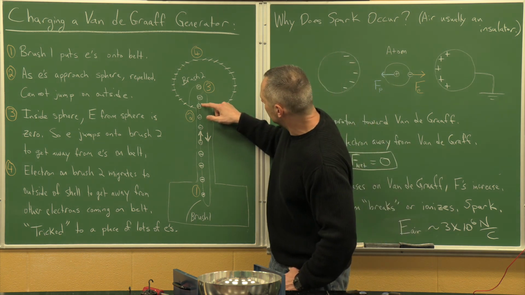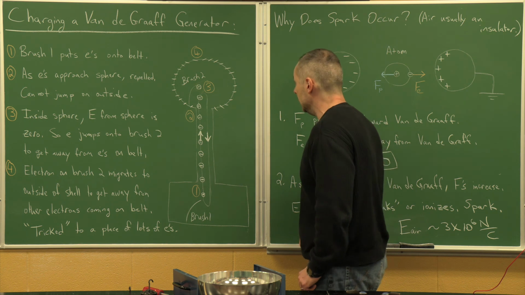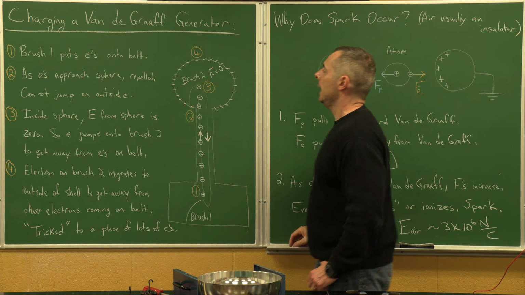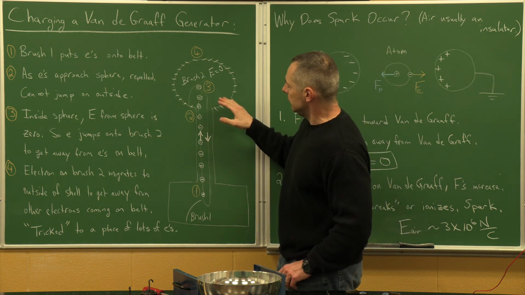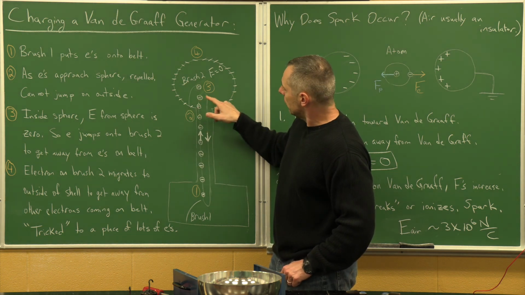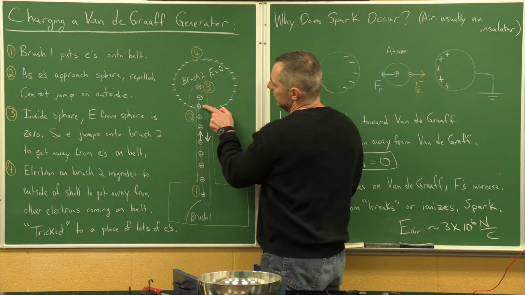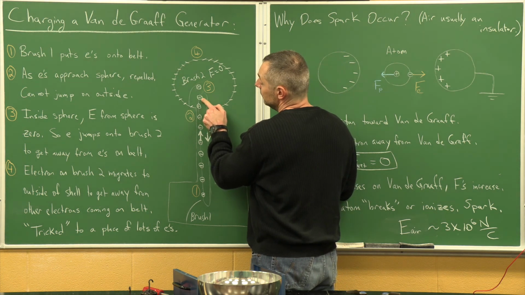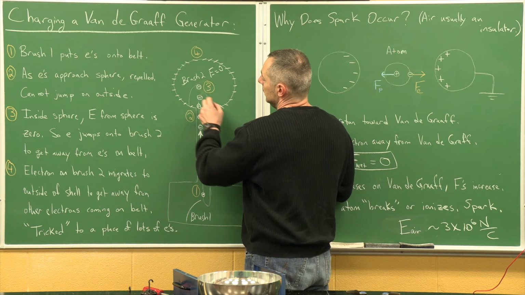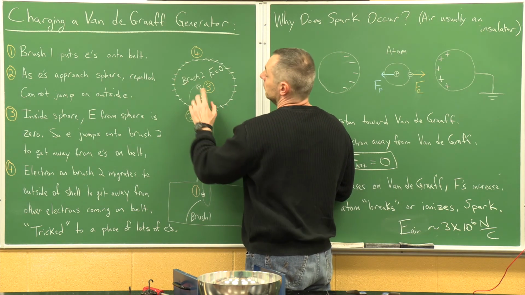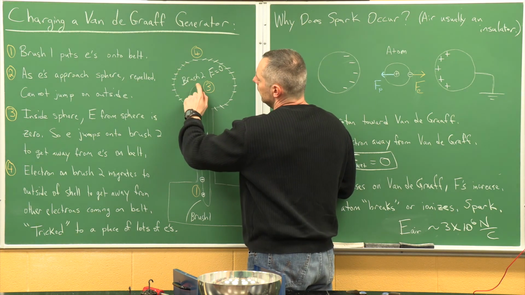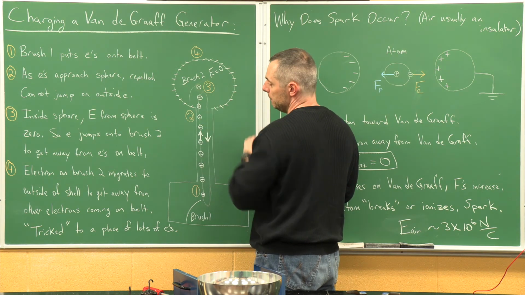But what happens is it comes inside this sphere up here, and the electric field here is 0. Because the electric field is 0, step 3, the electron jumps off the belt. It's next to other electrons on the belt, so it wants to get away from them, and it goes, why don't I go here, where the electric field is pointing toward these electrons in here, so it's going to go in the opposite direction. So it jumps on this brush to get away from the electrons on the belt.